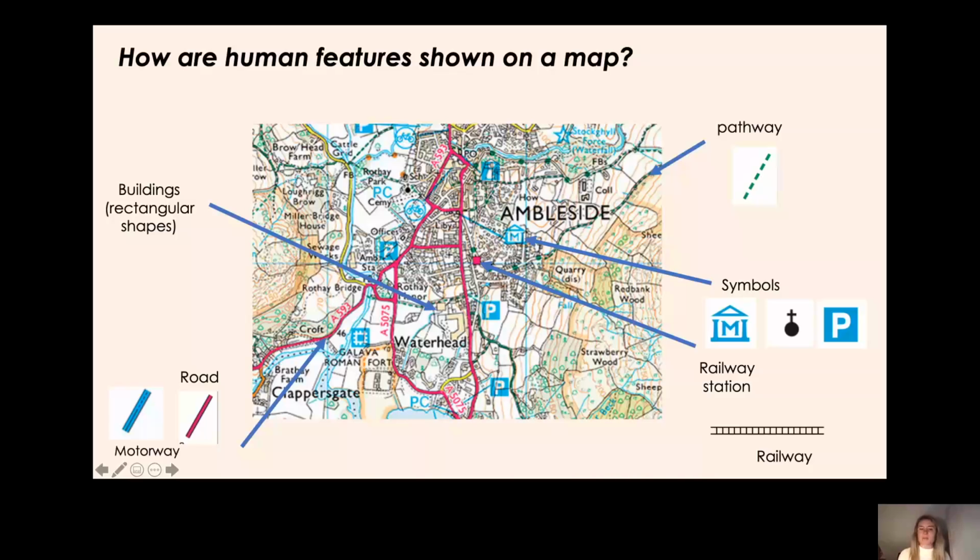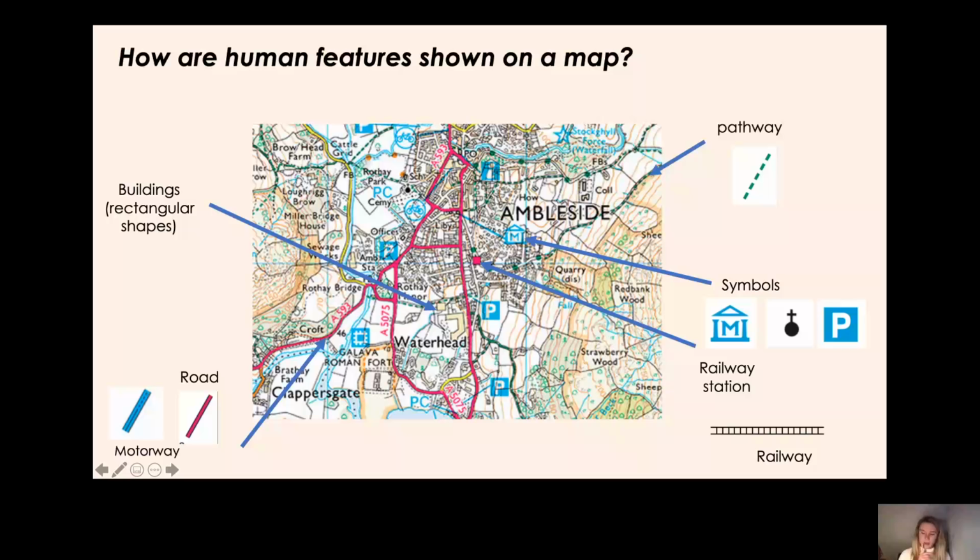And we know that buildings are shown using rectangular shapes. So can you see my arrow that is pointing to the rectangle? Well, that is showing that there is a building there. Okay, so if there's not a symbol that is used to represent that particular building, whether it be a church or a museum, for example, if it's someone's house, you're not going to have a symbol for everybody's house, are you? A rectangular shape is used.